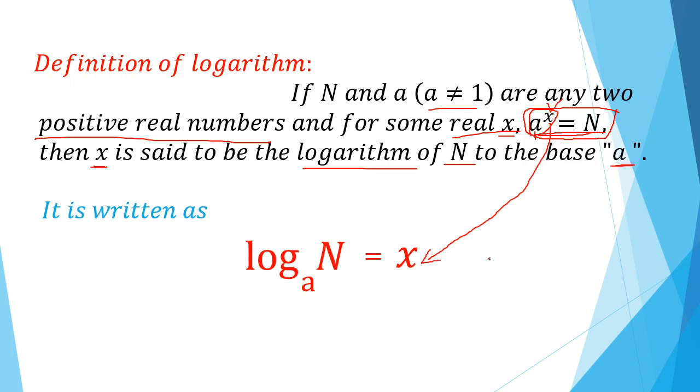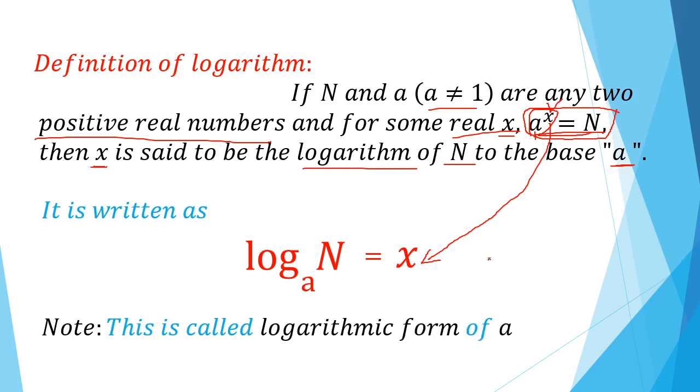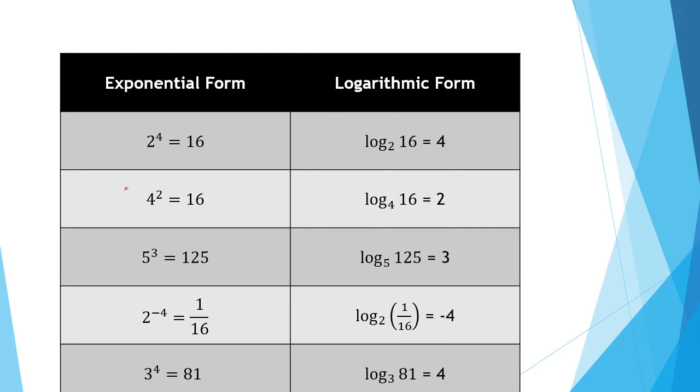Okay. Now we have to note this point here. This is called logarithmic form. This is the logarithmic form of a power x equal to n. I hope you understand. Then we continue the topic. Now some exponential forms are here and some logarithmic forms are here. See here, 2 power 4 is equal to 16. This is exponential form.